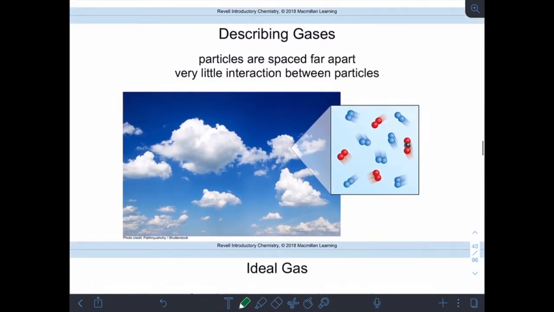Okay, so here's the point where we're going to start talking about gases.